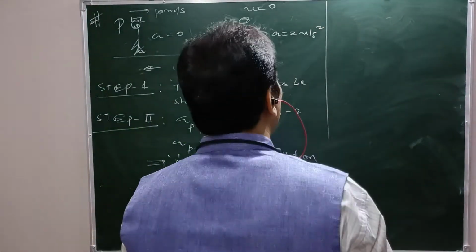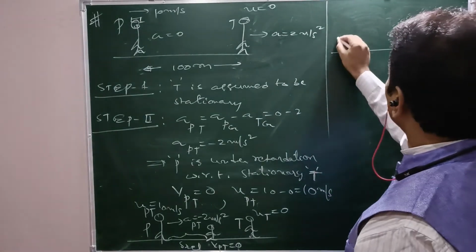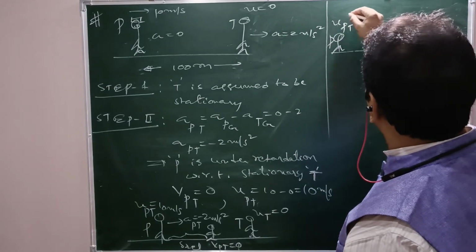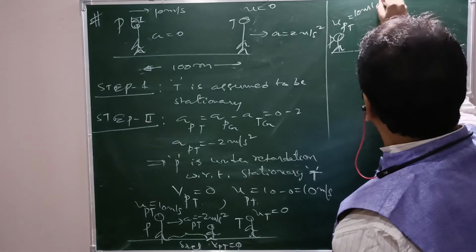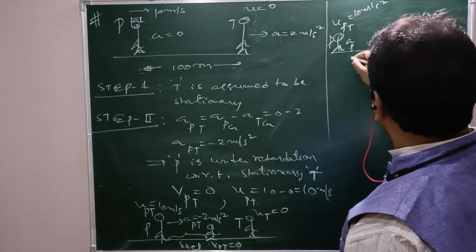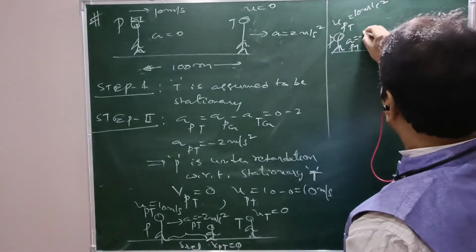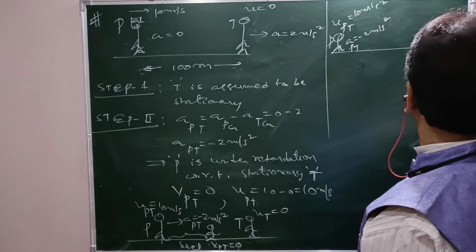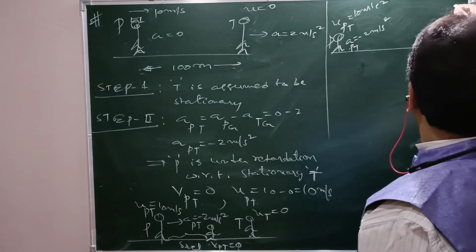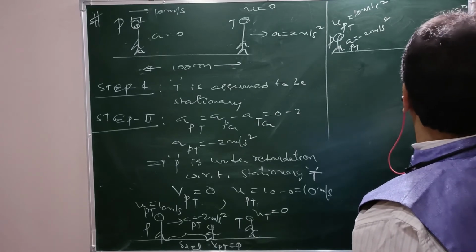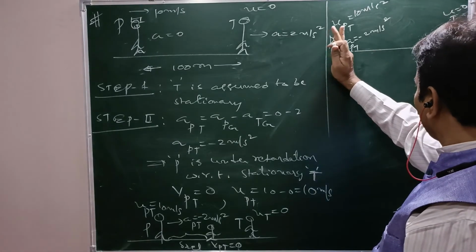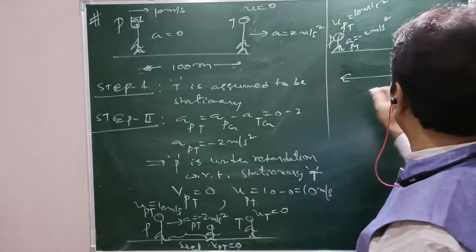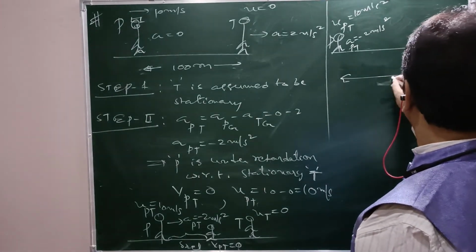See here, the same thing is written somewhere here, right? So here's the policeman. U police with respect to thief is 10 meters per second. What is the retardation here? A police with respect to thief is minus 2 meters per second squared. But he is under retardation with respect to the stationary thief, that is u thief equal to 0, right? So gradually his speed decreases and becomes 0. What is the initial separation between these two? That is 100 meters, right?